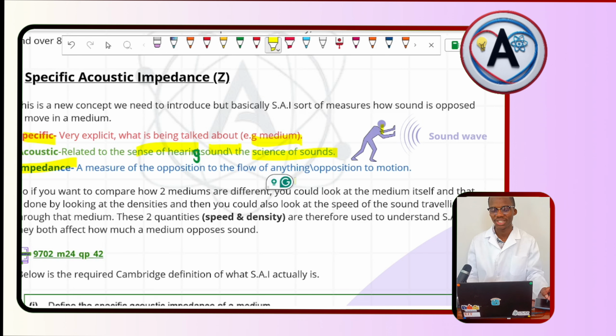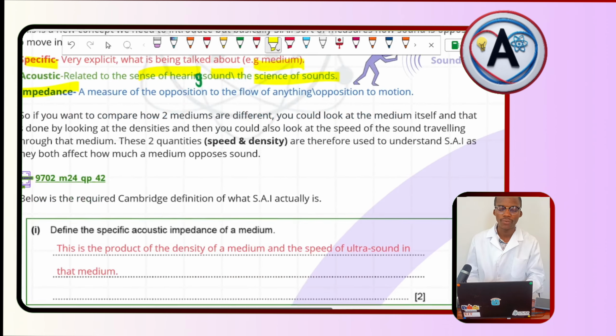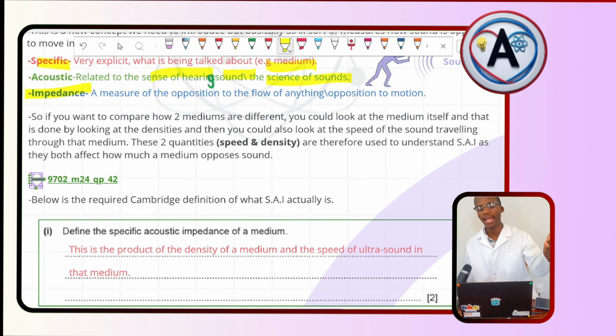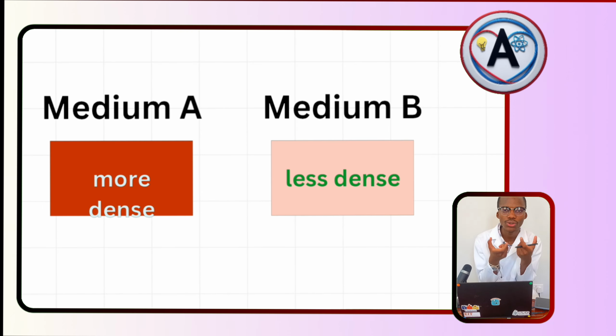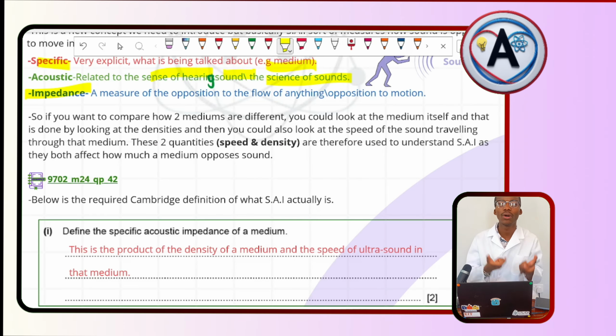So this is a little animation that I gave you. You can think of how we can oppose the flow of ultrasound, and you can think of that as specific acoustic impedance. So if you want to compare two mediums, you have medium A and medium B. You want to look at those mediums in relation to how sound travels in them. You can look at the mediums themselves, that is, the density of the medium.